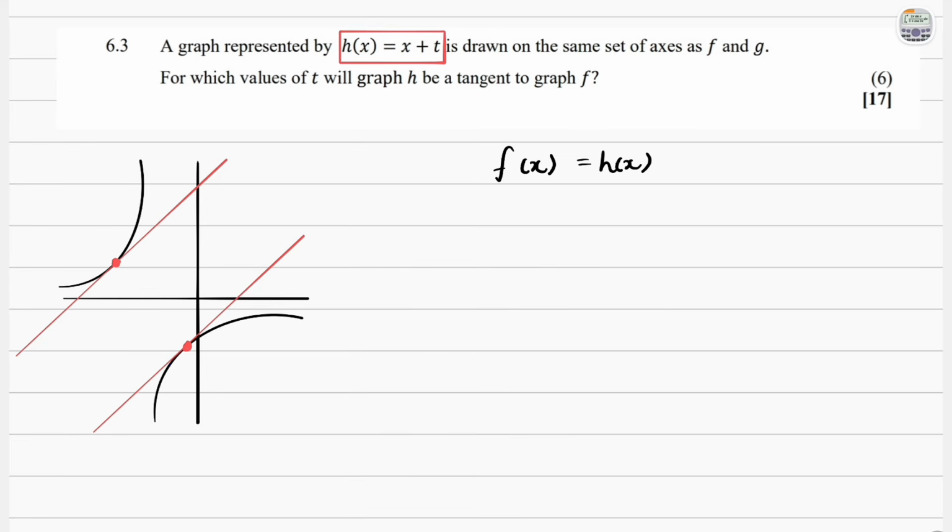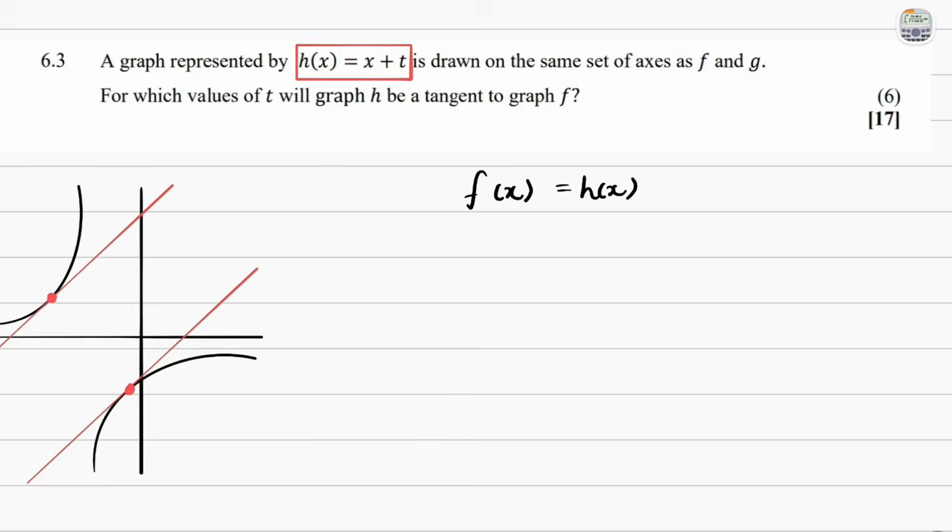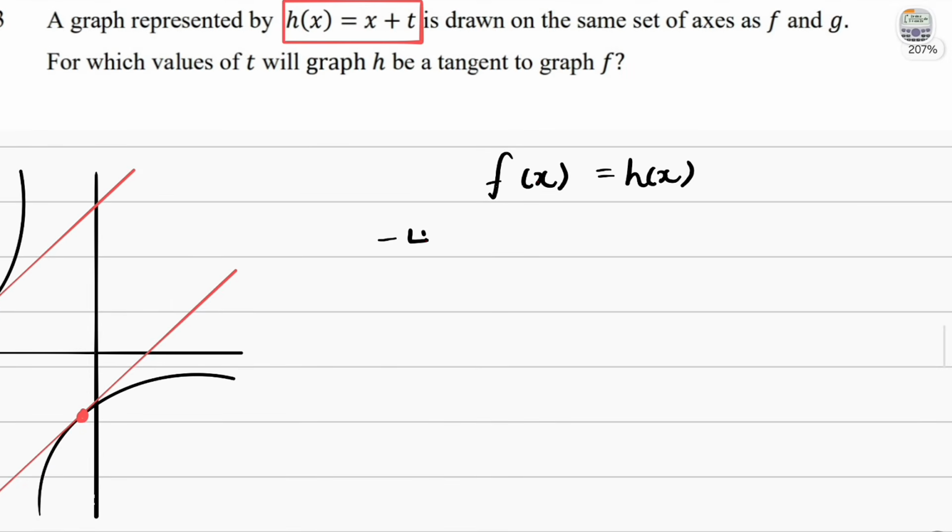So we will have the discriminant because with a hyperbola, we can make that a quadratic just because it has a denominator with x in it. So once you multiply by x, okay, and it's also being equated to a linear graph with x, once you multiply by x, it's going to become quadratic. And so that's what we're going to use here. And f of x, remember, was negative 4 over x plus 4 minus 1 is equal to, and h of x is x plus t.